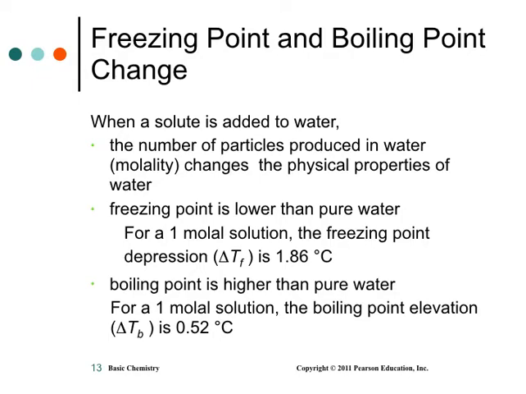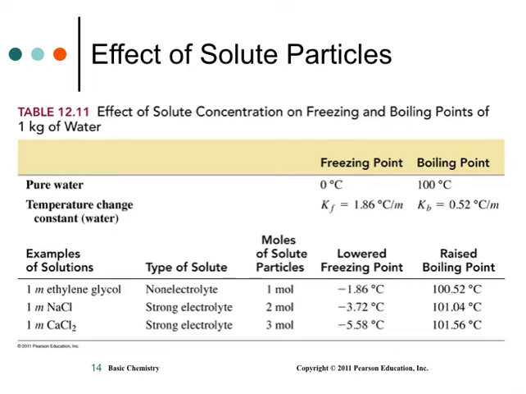Boiling point is the same. For a 1 molal solution, the boiling point elevates 0.52 degrees Celsius. So instead of boiling at 100 degrees, it'll boil at a higher temperature, just by putting something in the material. Okay. So the effects of solute. For a non-electrolyte, 1 mole of particles, the lowered freezing point just goes down 1 unit, which is 1.86, okay? And the raised boiling point is just up 1 unit, which is 0.52, okay?